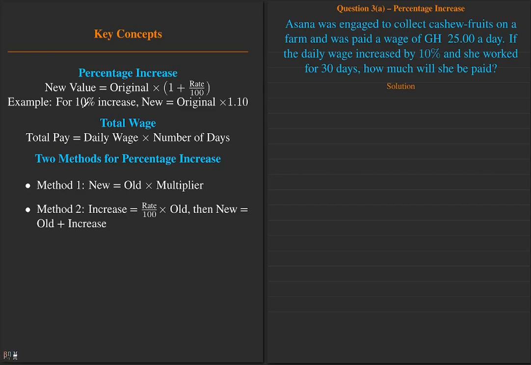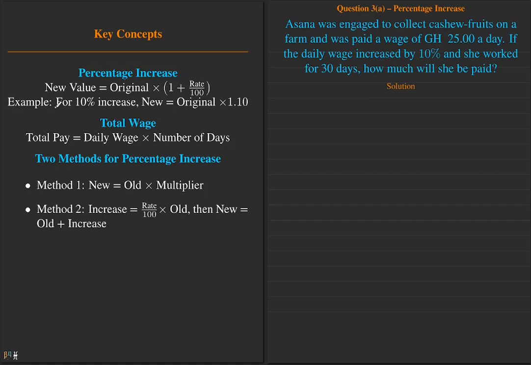So for instance, if you are increasing a value by 10%, then the new value is simply the original times 1 plus the rate. So this is the 1, which is the one whole number here, then plus the rate, which then becomes 1.10. That is the first formula we need to know so that we can work this out.